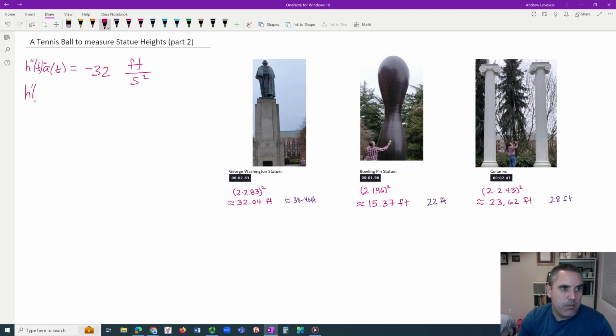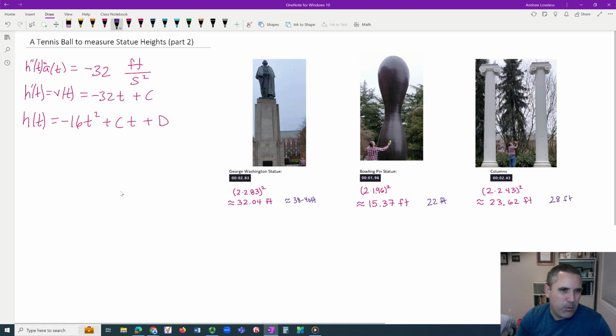And so the first derivative, or the antiderivative, we say, is negative 32t plus some constant. And the height function is the antiderivative of that, which is negative 16t squared plus ct plus d. Now, for those people in my current class, we're working initially this way, so that part you wouldn't have known.